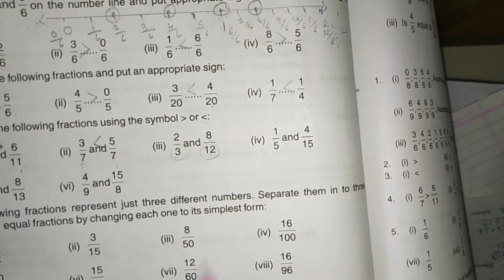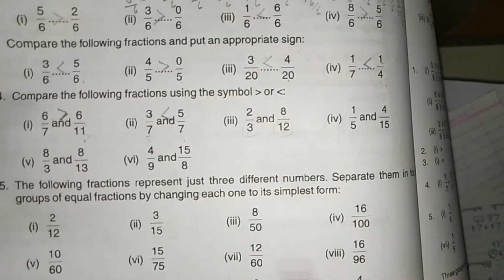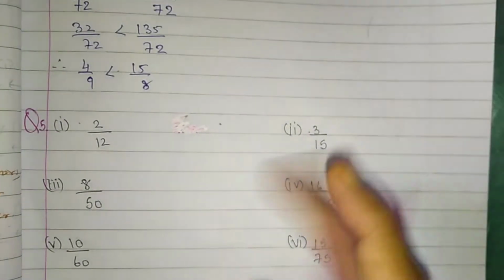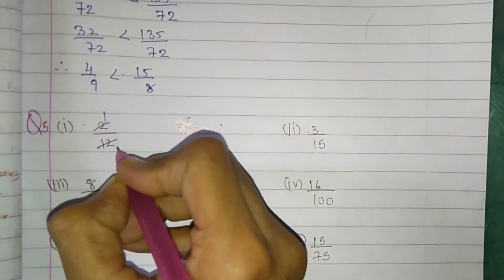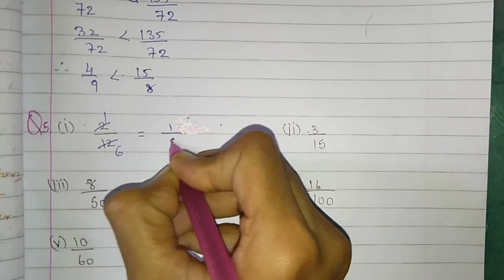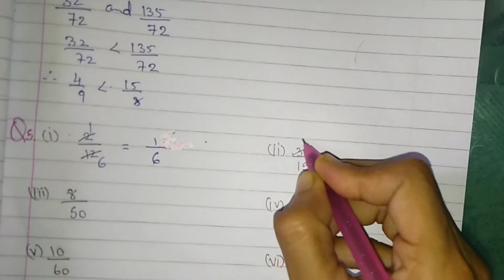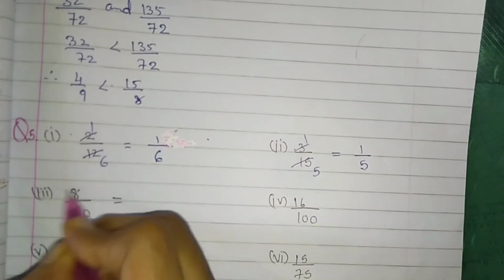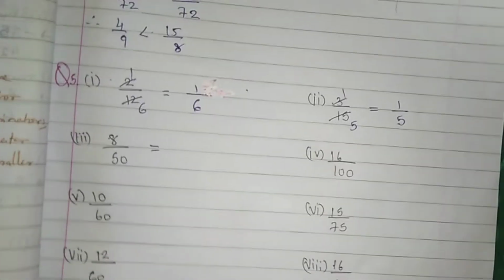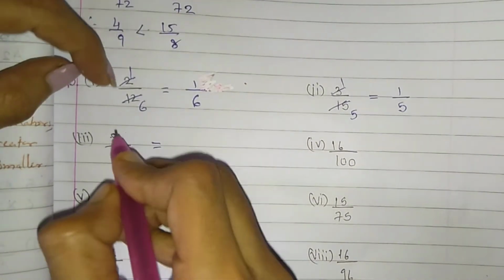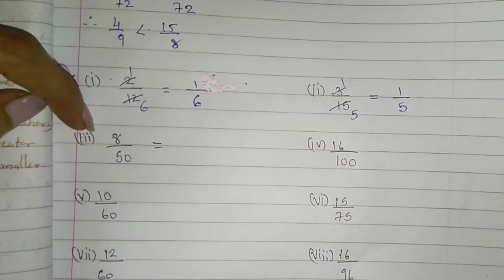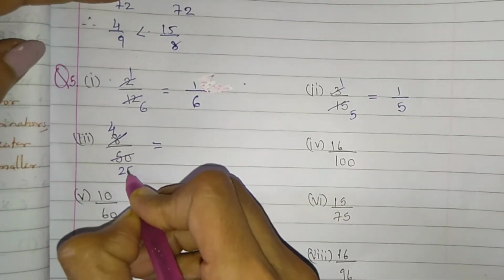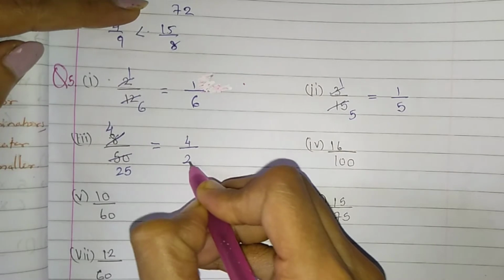Now we have to put each one in its simplest form. So let us first do that. Two ones are 2, two sixes are 12, so 1 upon 6. Here the second one, three ones are 3, three fives are 15, so 1 upon 5. Next, 8 upon 50 is there, so 2 fours are 8, 2 twenty-fives are 50, so 4 upon 25.